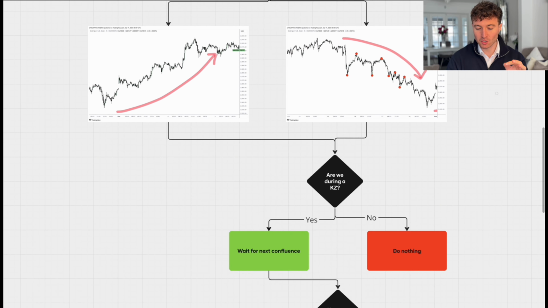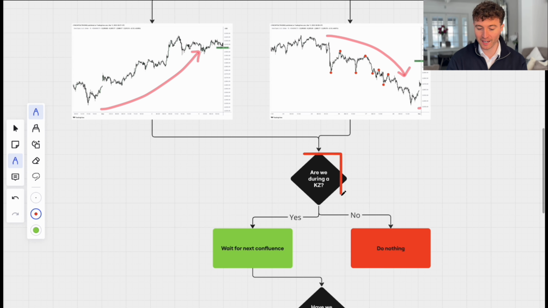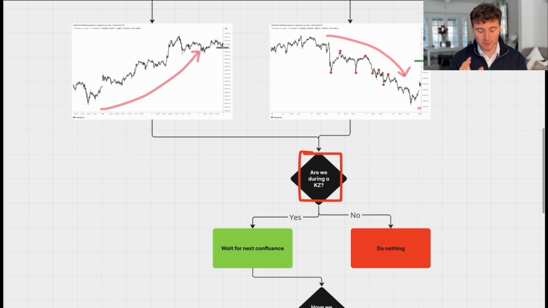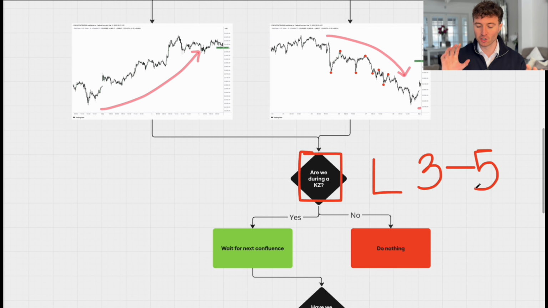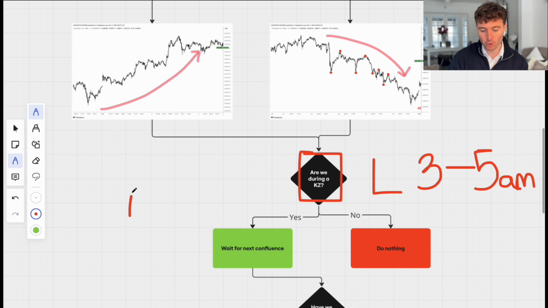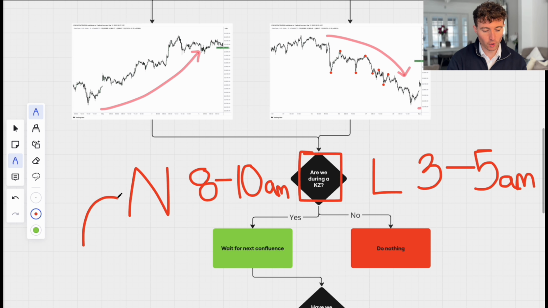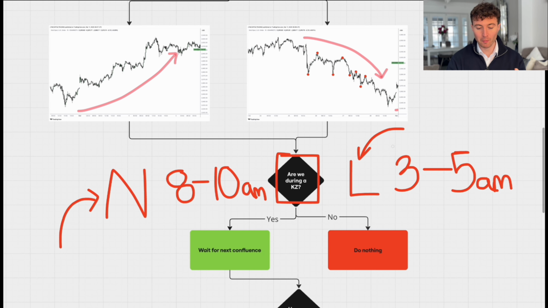And step number 2 is, are we during a kill zone? And this can primarily be broken down into 2 further buckets. For example, we have the London session, and this is between 3 a.m. and 5 a.m. UTC -5, that's New York time. And we also have the New York session, and this is between 8 a.m. and 10 a.m. And the reason why we trade the New York session and the London session is because this is when the most amount of volatility and volume comes into the market.